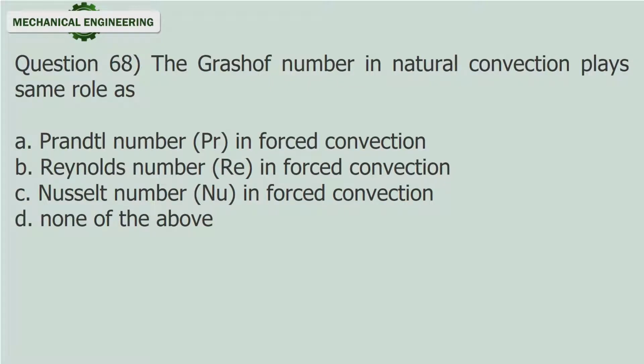Question 68. The Grashof number in natural convection plays same role as A. Prandtl number Pr in forced convection. B. Reynolds number Re in forced convection. C. Nusselt number Nu in forced convection. D. None of the above.